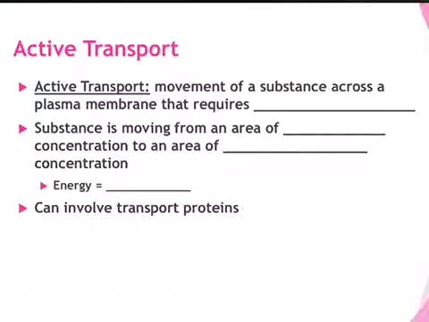Active transport is our second type of transport, and this is a movement of a substance across the plasma membrane that requires energy. Substances are moving now from areas of low concentration to areas of high concentration. And so this would be like, instead of sledding down the hill, now we have to walk ourselves to the top of the hill. And that requires a lot more energy for us to do that. And so the energy molecule here, like usual, is ATP.